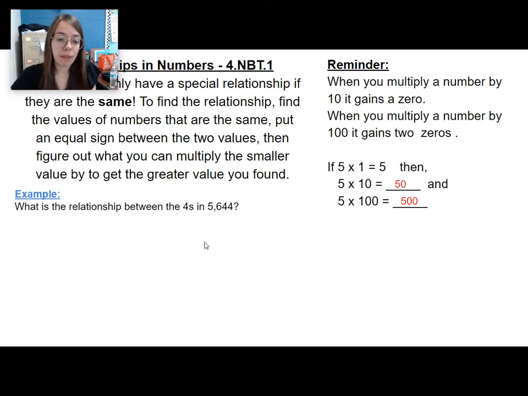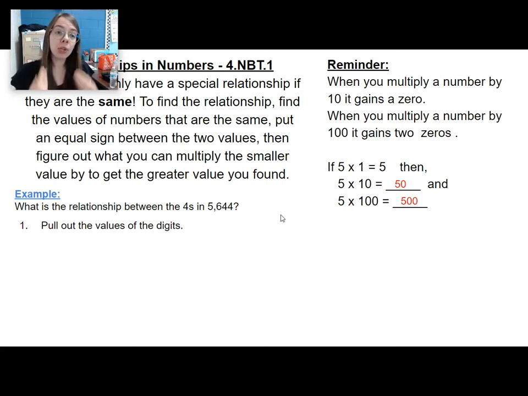So for example, if we were asked to find what is the relationship between the 4s in 5,644, this is what we would do. We would first start by pulling out the values of those 4s, okay? So remember, the value of a number is how much that number is worth, and it's all based on its place value. Remember, the digit to the far right, it's in the ones place.